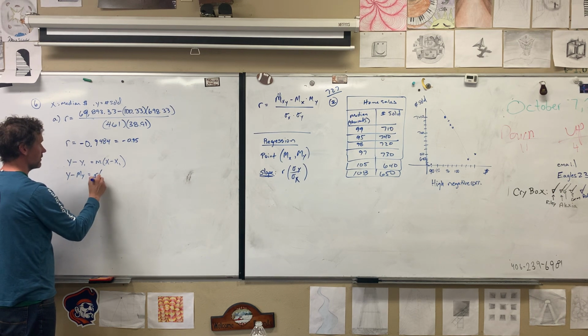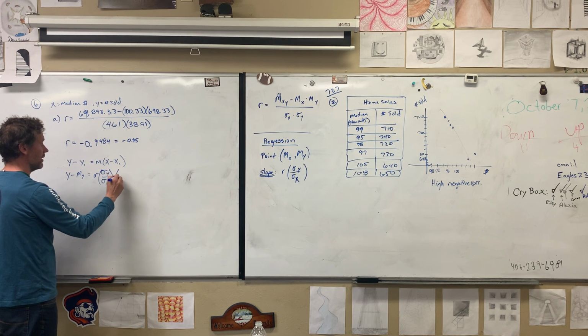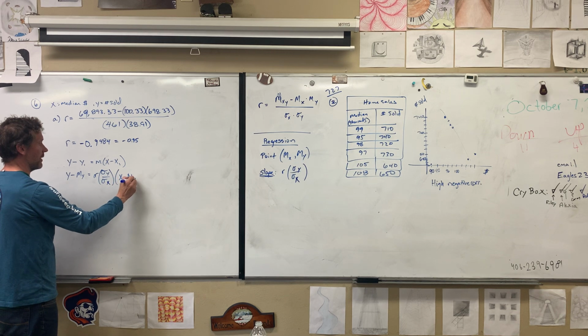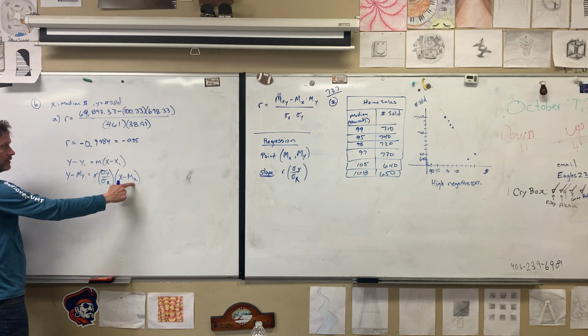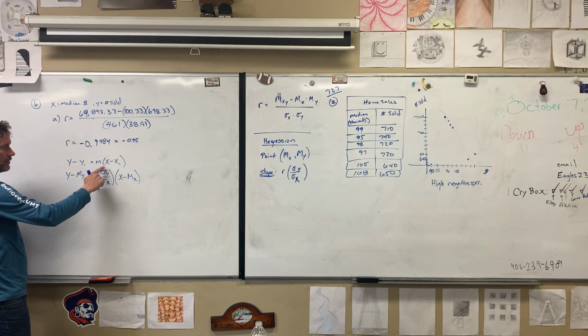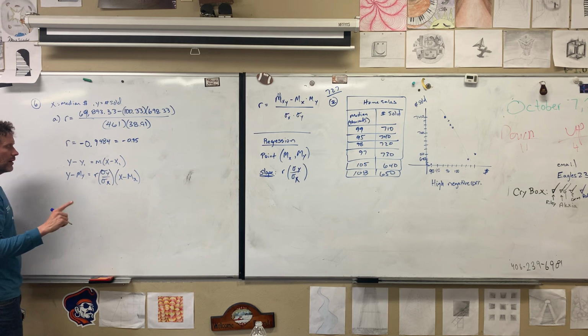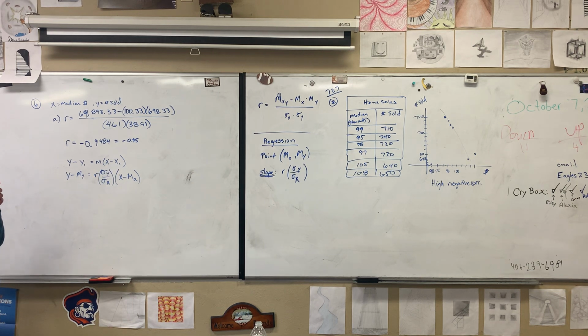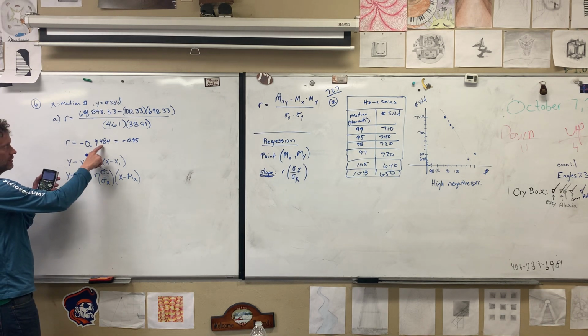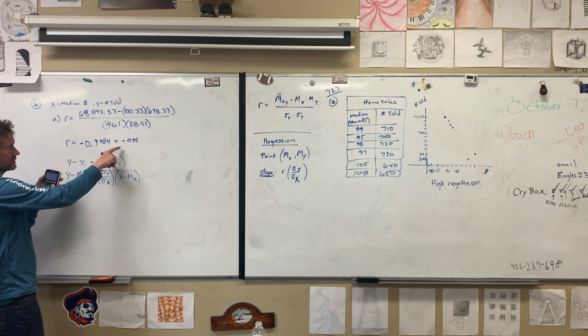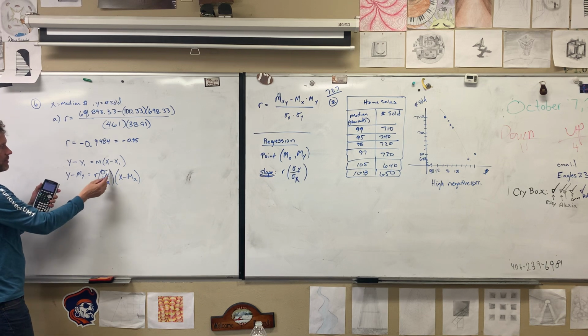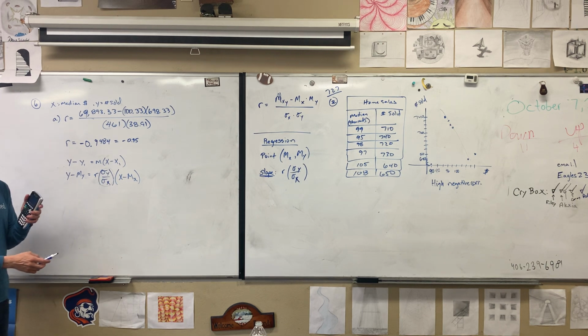It's r times sigma y over sigma x times x minus m sub x. So that's our point, m sub x and m sub y, and then our slope is the r value. Now when I said hold on to this value, that's because I can take this 0.9483... on the calculator and multiply it by sigma y over sigma x.